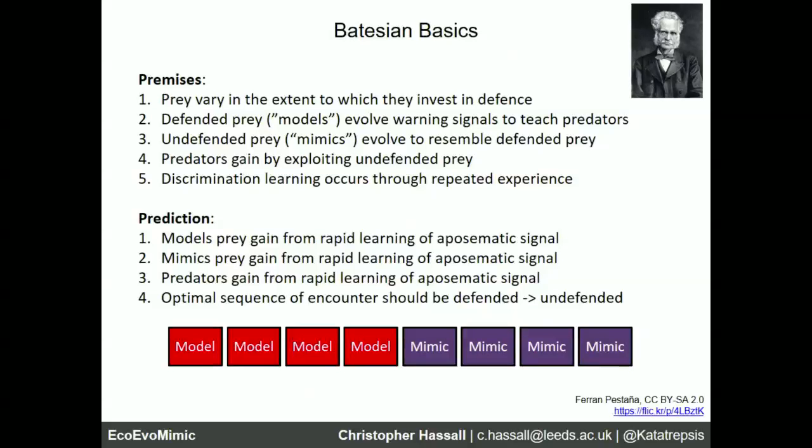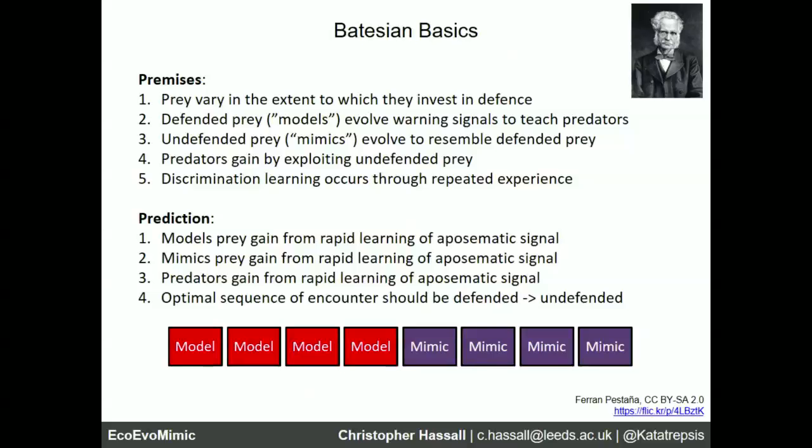We can make a series of predictions from this rather simplistic explanation of Batesian mimicry. First of all, that models, that is the defended prey, would benefit from rapid learning by the predators. The second is that the mimics also benefit from rapid learning by the predators. And the third is that predators also gain from rapid learning, assuming various things about the nature of the prey community. So for all three actors in this system, we might expect that the optimal sequence of encounters would be a series of defended models first for the predators to be educated, followed by a series of mimics off into the distance once that learning has occurred.